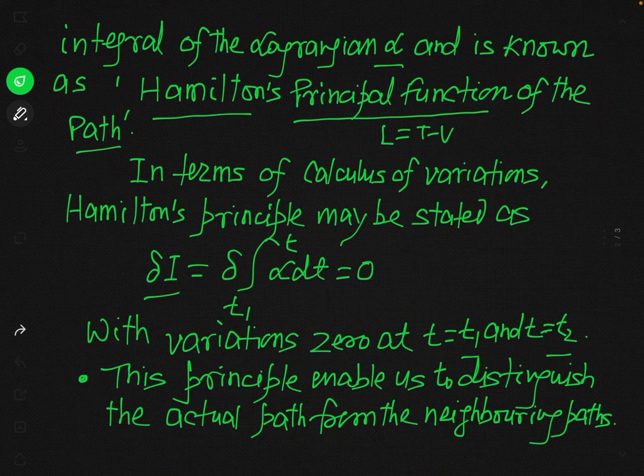I hope you have understood. Again repeating it, in terms of calculus of variation, mathematically you can say delta integral t1 to t2 L dt equal to 0. This is Hamilton's variational principle, and this condition will be for the actual path. So in determining the actual path of motion of a conservative holonomic dynamical system, this principle is utilized and very useful.